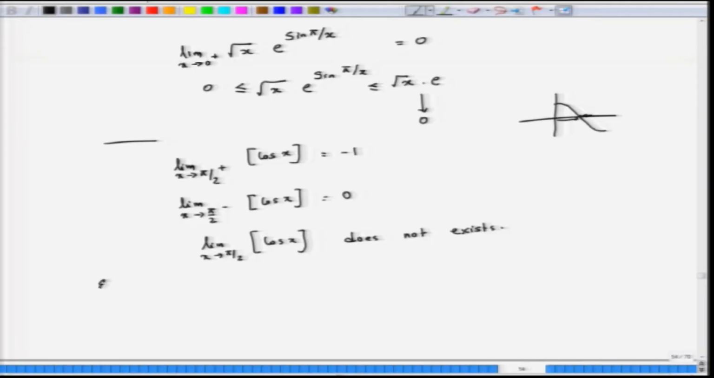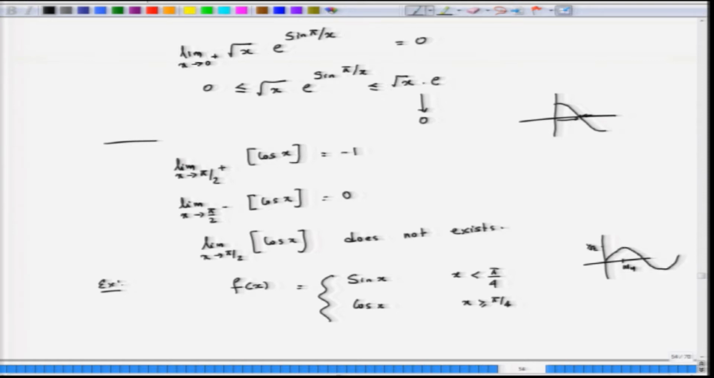So, one example we can see: define f of x equal to sin x if x is less than pi by 4, and cos x if x is greater or equal to pi by 4. Then obviously, what you can see is this is the function, this is pi by 4, this is 1 by root 2. So, this goes like this, and then this comes down to this, and this is pi by 2. This is cos x, and on this side this is sin x. This is the entire function on the real line.